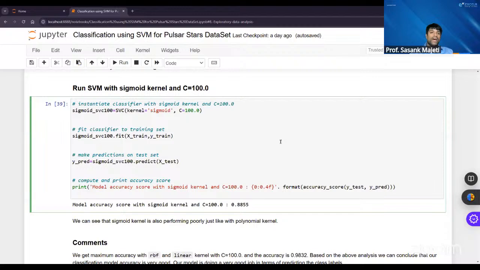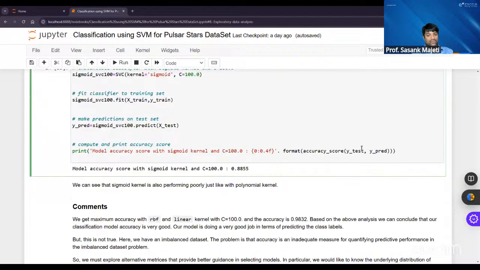These four are part of SVM, and when you do all four, you can understand that the sigmoid kernel is performing very badly compared to the polynomial kernel, and polynomial is doing a little lesser compared to the other two kernels we have. So that is how we compare the models and try to understand.